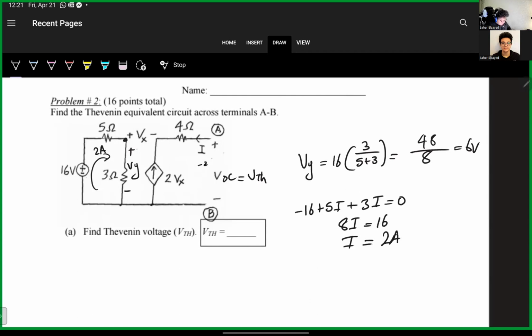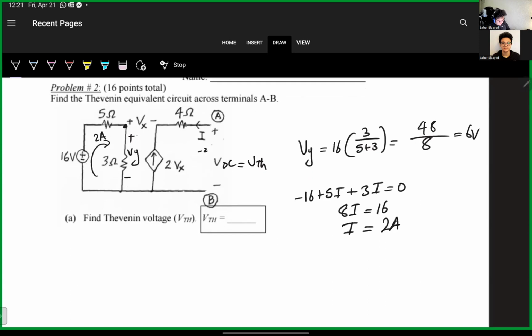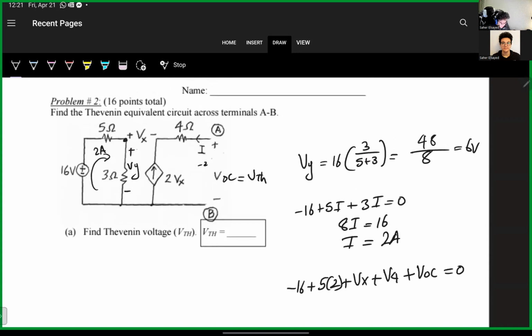So this is 2 amps going through. Okay. Yeah, so let's now do the big KVL. Negative 16 plus 5 times the 2 plus Vx plus V over the 4 plus VOC is equal to 0. Correct? Well, you know this is cut, right? So what does that mean? It means there is no current going through here. If there is no current going through here, that means this is a short, as we mentioned. So that means this V4 is out.